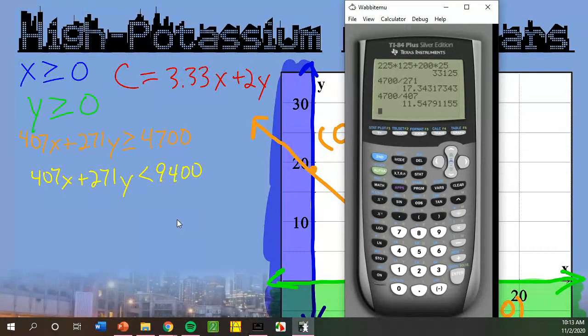And if we solved for y, we would have to subtract this. It would be over there. And then if we divided by 271, it would be y is greater than that. So what I want you to see is that y would be greater than or equal to. So that would mean that we would want to shade over here. But because we're doing the opposite, we'll shade over here.